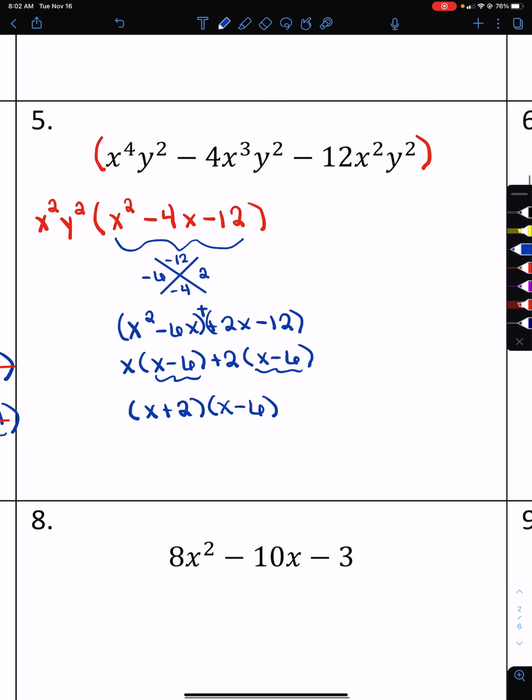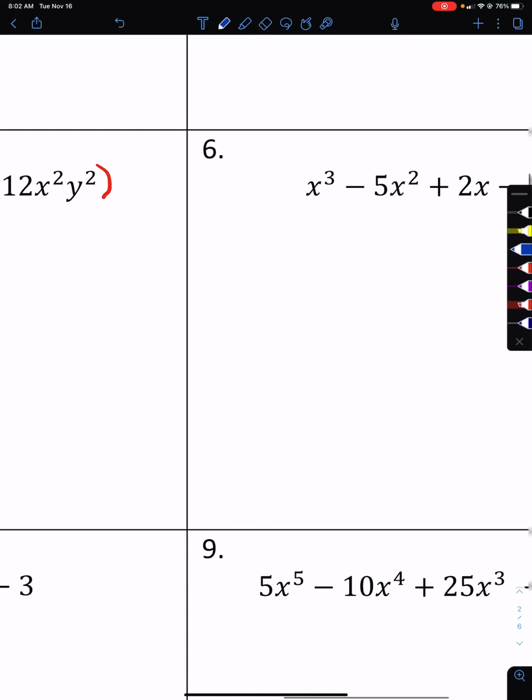Okay. And in the very beginning, we factored out that GCF, so that GCF is still there. I don't need it in red, though. I want to keep it in blue because it's part of my final answer. So then we had x squared, y squared, x plus 2, and x minus 6. Those are our factors for that one. All right, let's go over to number 6.